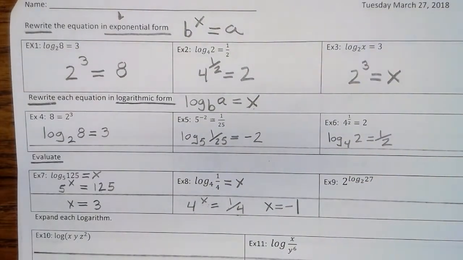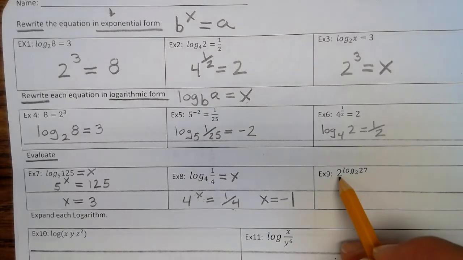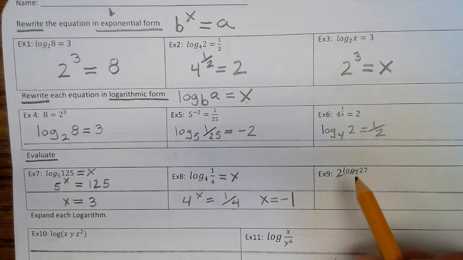All right. Now here we can actually use the statement, if the log base and the argument are the same, it's always equal to the power of 1. So basically, this becomes the power of 1. So then it's just 27.